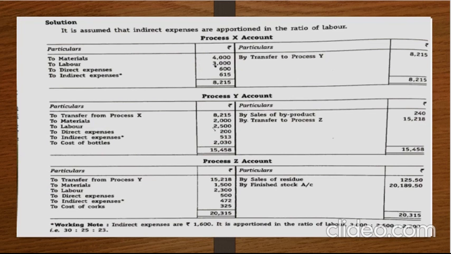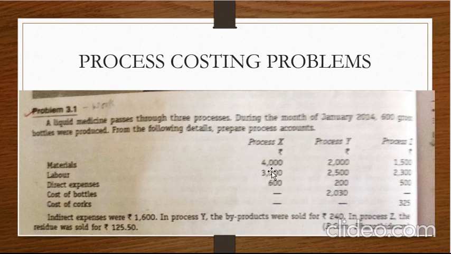Then your indirect expenses are to be apportioned. We are going to apportion indirect expenses based on your labor. Your labor is 3000, 2500, 2300. We need to remove all these zeros. When we remove zeros, it becomes 30, 25, and 23. This cannot be simplified further. 30 and 25 can be simplified by 5, but 23 is not possible. So we will take it as 30, 25, 23, and based on this we will apportion the indirect expenses.